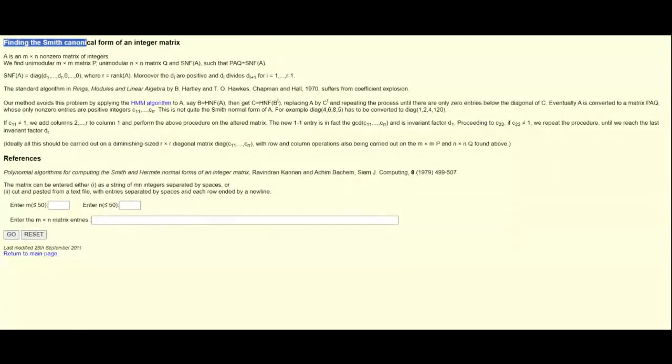So it says over here, finding the Smith canonical form of an integer matrix. If you search for that, the matrix can be entered as a string of integers separated by spaces. So m by n, that's the number of rows. We had 2 rows and 3 columns, and then here we write down the string of integers from left to right going down. So it was 1, 2, 3 in the first row, and 4, 5, 6 in the second row. This is the way we're supposed to display the matrix, and then we specify the dimensions.